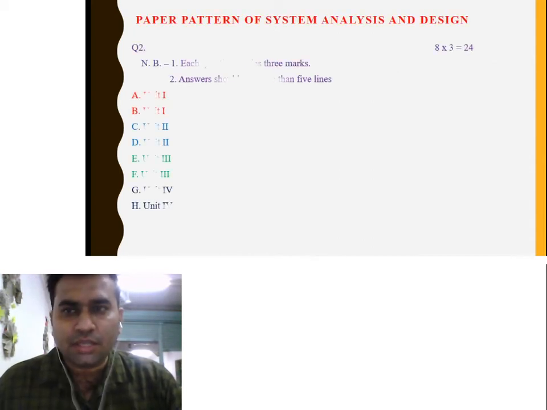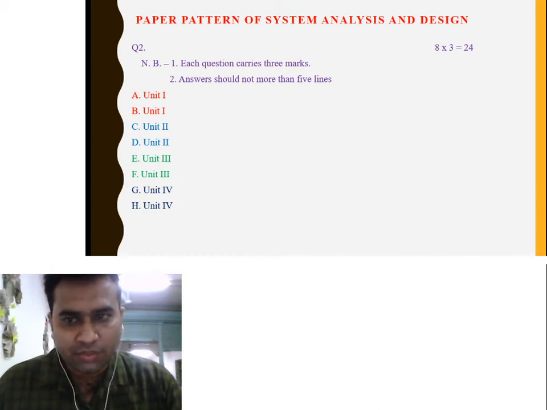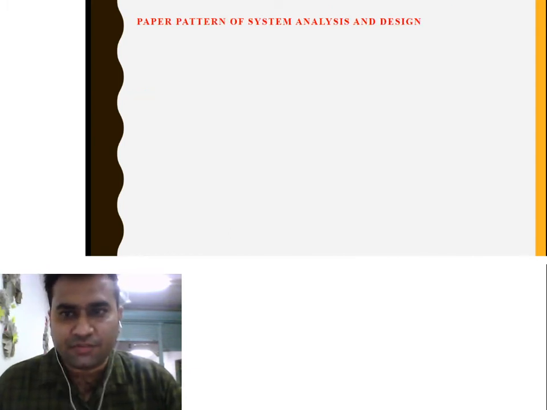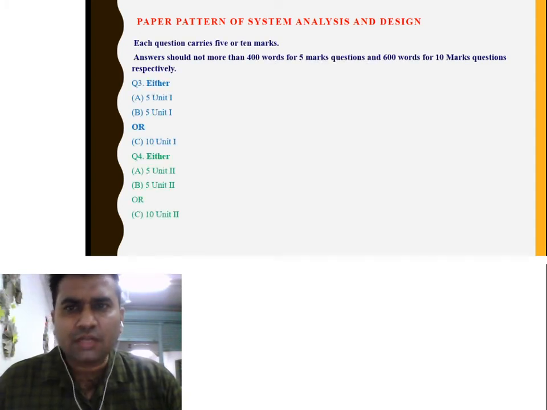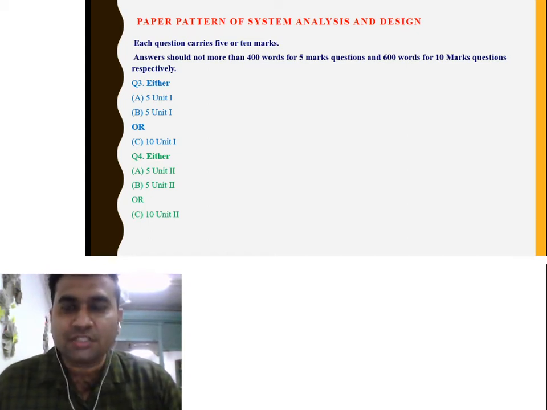In question number 2, each question carries 3 marks. Eight questions are asked. A and B are asked from unit 1, C and D from unit 2, E and F from unit 3, G and H from unit 4. In question number 3, each question carries 5 or 10 marks. A 5 marks question should be written in 400 words, and a 10 marks question in 600 words. Either-or options are provided.